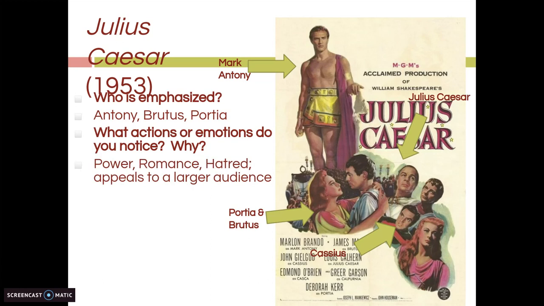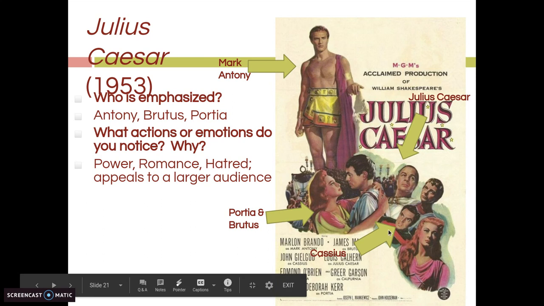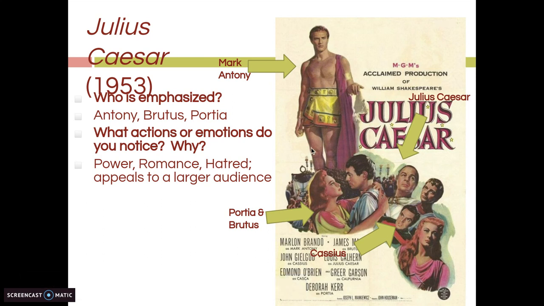So what you should notice here is power. Mark Antony is towering above the rest of the characters. Everyone else gets a portrait of themselves, basically from the waist up or so. But Mark Antony almost gets the full-length photo of him. He looks kind of militaristic, not wearing a shirt, shows his muscles and so forth. That shows power. We also see romance between Portia and Brutus. We see hatred in the scowl of Cassius and how he's looking kind of up.